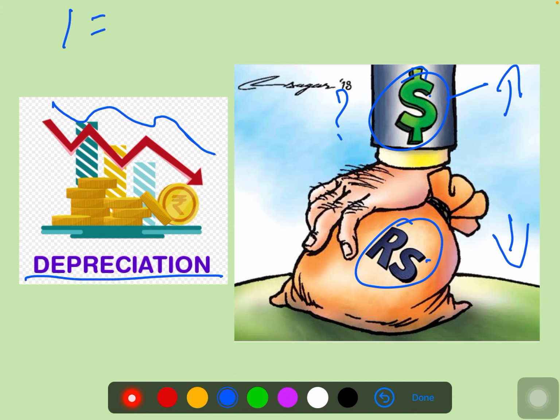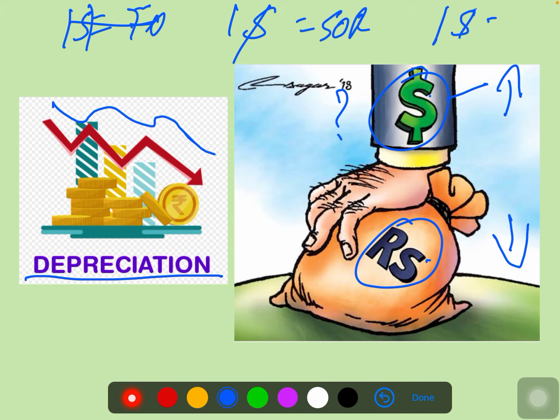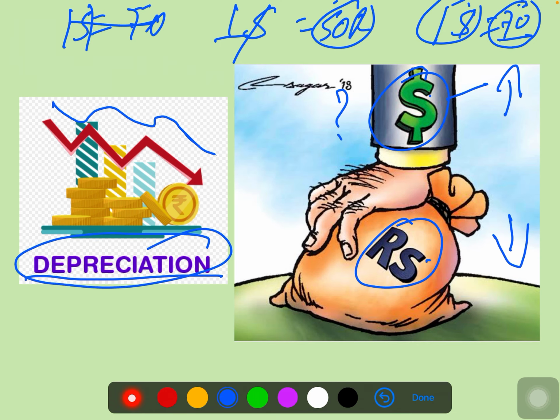See, $1 you could purchase for 50 rupees. Now the same dollar you are purchasing for 70 rupees. That means we lost value in the international market. When we are losing our currency value in the international market, instead of giving 50 rupees for $1, we are giving 70 rupees. That means the dollar became costly and the Indian rupee became cheaper. This way our country's currency value is continuously decreasing. If that happens because of market supply and market demand, that is called depreciation.